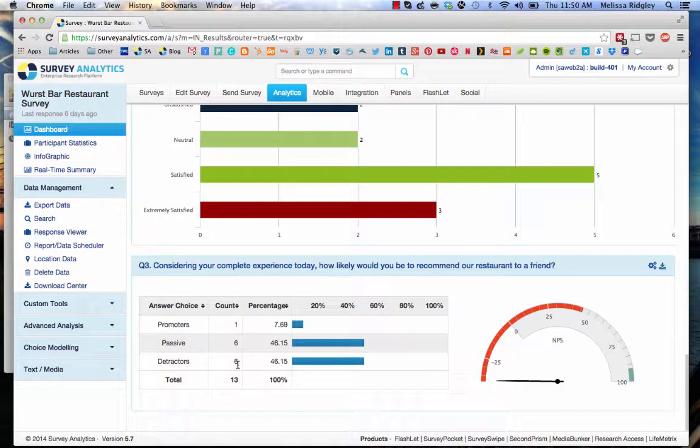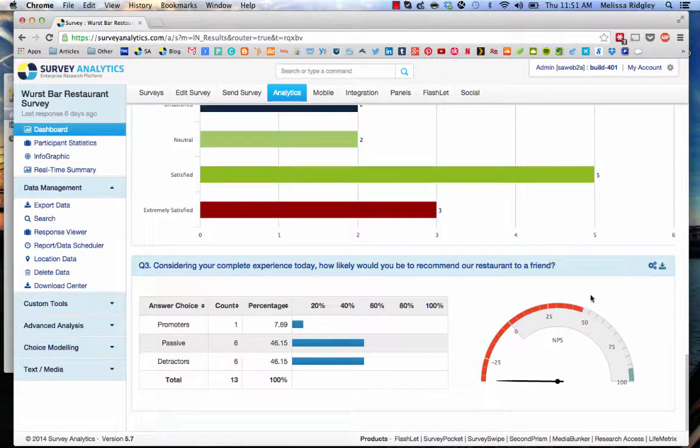So 6 people have put an answer between 0 and 6. 6 people have put an answer of 6 or 7, and 1 person has put something as a 9 or a 10. And you can see this gauge here that shows you the same data.